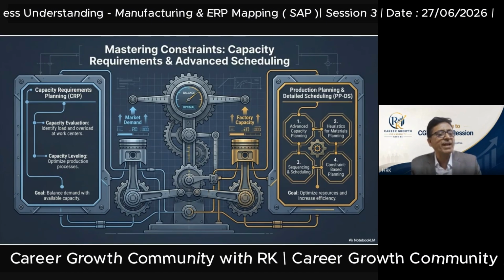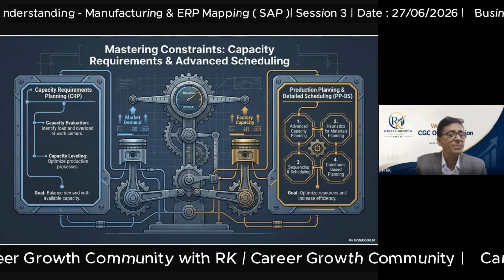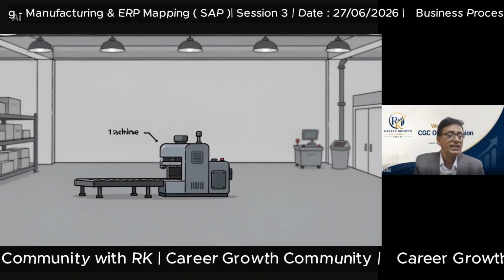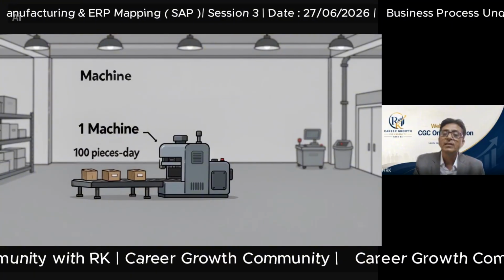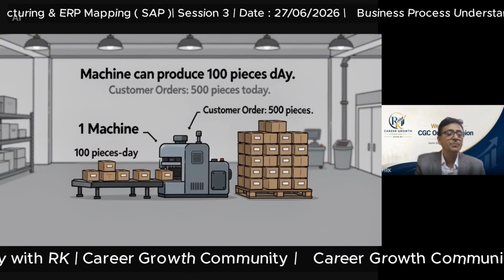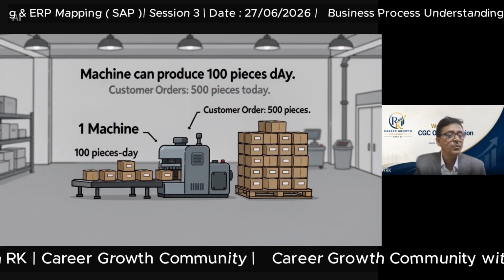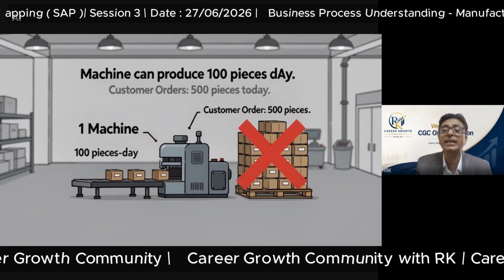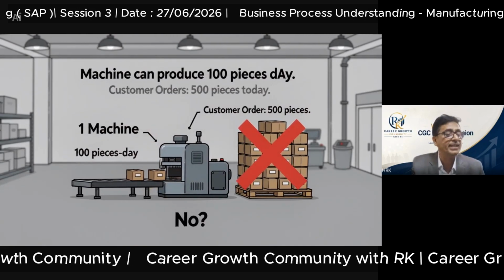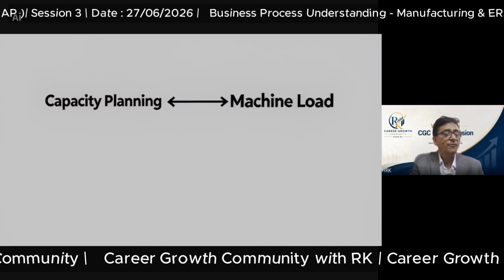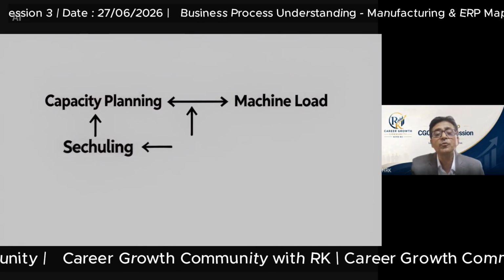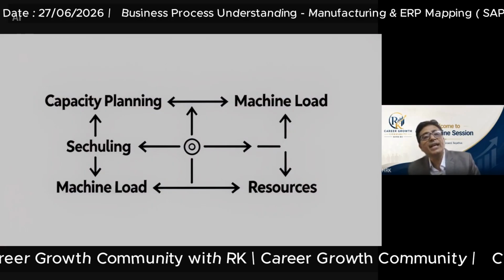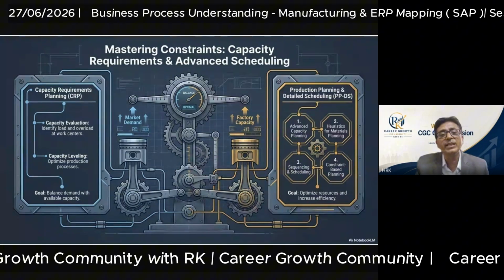Suppose my factory has only one machine and my machine can produce 100 pieces per day. So what happens if the customer orders 500 pieces today? Can the machine magically produce? No. The machine cannot produce magically if my capacity is only 100 pieces per day. So we have to plan the capacity. We have to make arrangements for the capacity of the production before the demand arises.